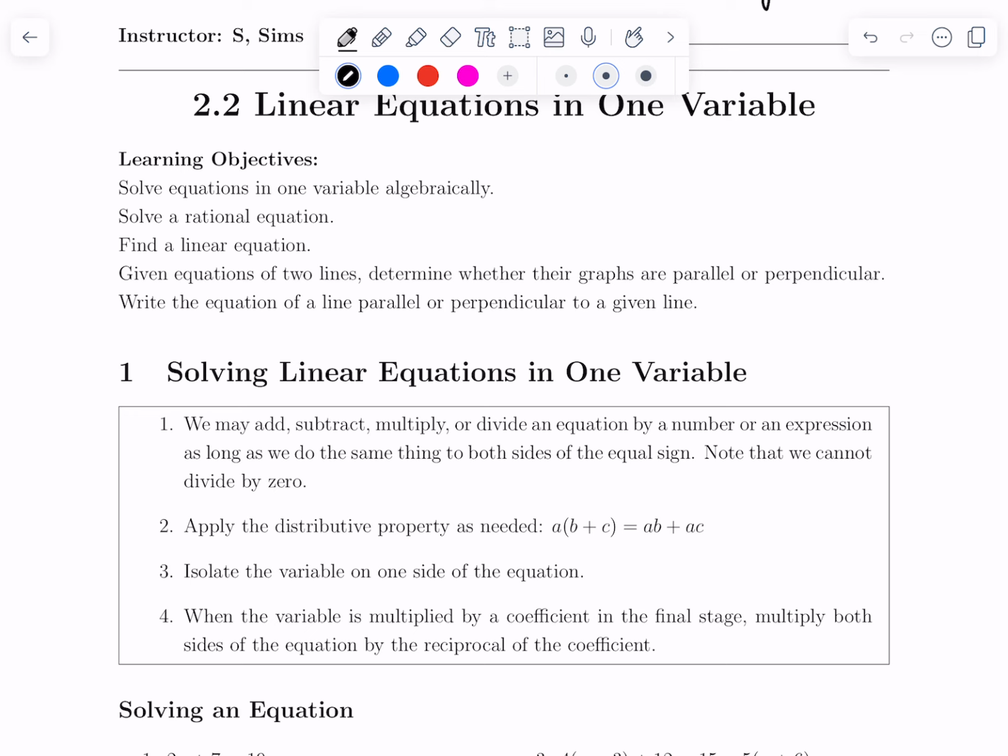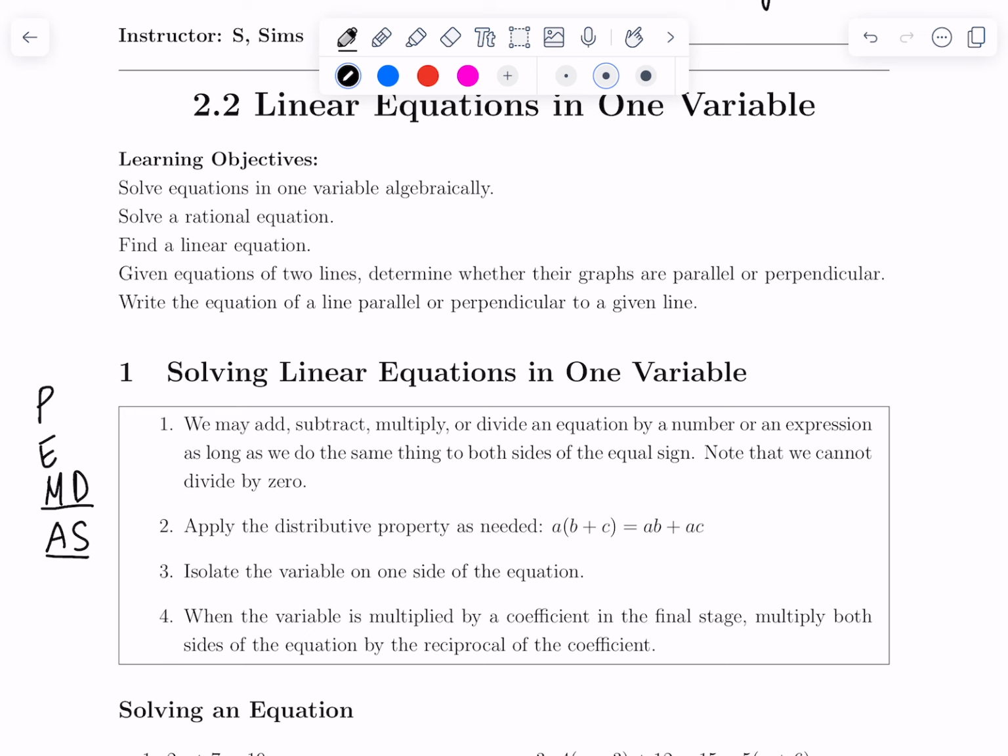For this lesson, we're going to start with linear equations in one variable, which is section 2.2 in your book. And for this video, we're specifically going to talk about solving linear equations in one variable. If you remember, the order of calculation will be PEMDAS, which is parentheses, exponent, multiply and division. They're the same order over here, as well as addition and subtraction. So they're the same level over here.